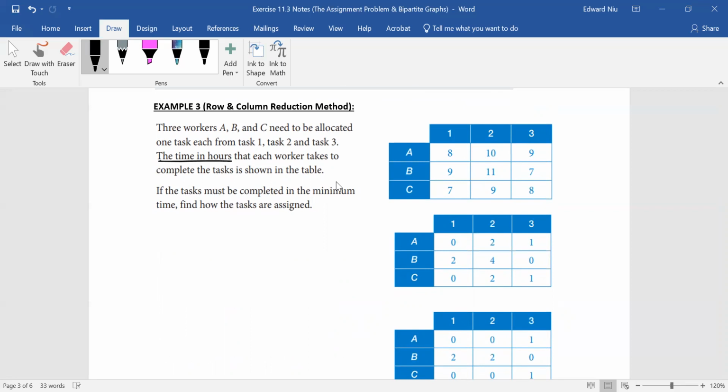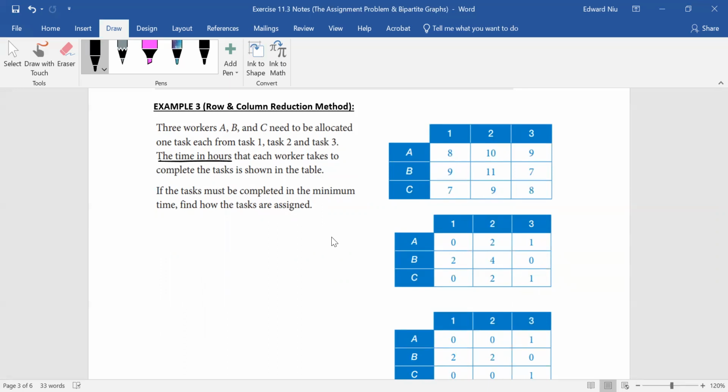And we've got 3 workers, A, B, and C, that need to be allocated to 1 task each from tasks 1, 2, and 3. The time in hours that each worker takes to complete the task is shown in the table. If the tasks must be completed in the minimum time, find how the tasks are assigned. So this method is called row and column reduction, where we slowly filter out, I guess, the most efficient people for each job.